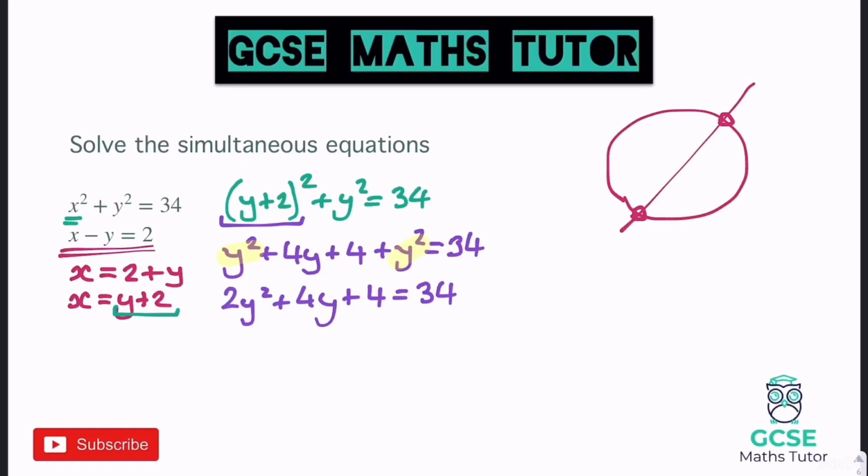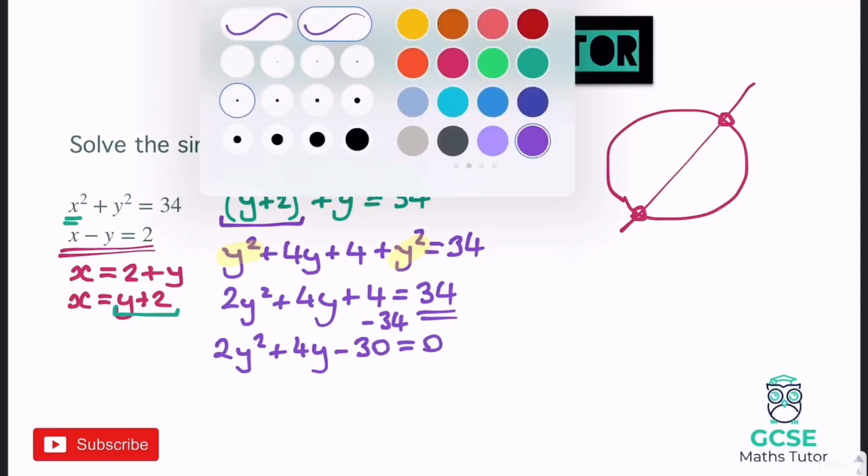And now, it's a quadratic, so we can only solve it once it equals 0 at the end, so we need to minus 34 from both sides. So if we minus 34, we get 2y squared plus 4y, and 4 minus 34 is minus 30, and that now equals 0. So we can actually go about solving this now.